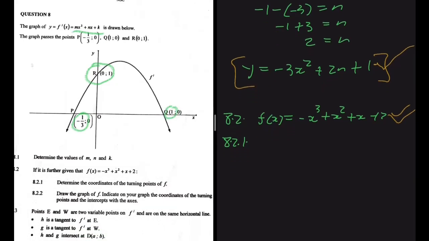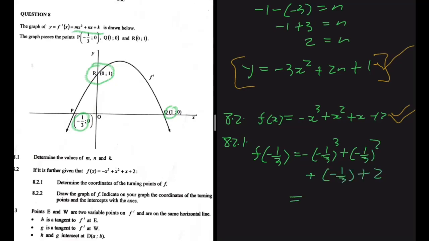So one turning point is going to be at f of minus 1 divided by 3. That is because if you want to find the x coordinates of the turning point, you differentiate the equation once and you equate it to 0, right? Because the gradient there is equal to 0. So if we substitute that, we're going to get minus and then minus 1 divided by 3 to the 3 plus minus 1 divided by 3 squared plus minus 1 divided by 3 plus 2.